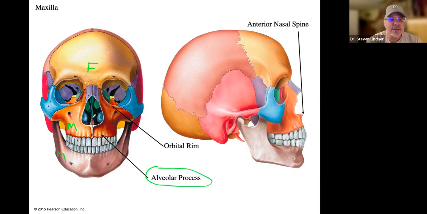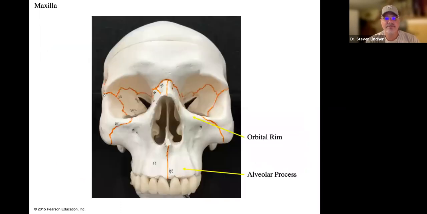What else do we see here? Here is your vomer. Here's your perpendicular plate. There's your inferior concha, middle concha. Superior one we don't see. Here's the glabella. Here's your nasal bone. Here's the supraorbital ridge. And on the bottom, they call this the orbital rim. So here's the orbital rim. Here's the supraorbital ridge.